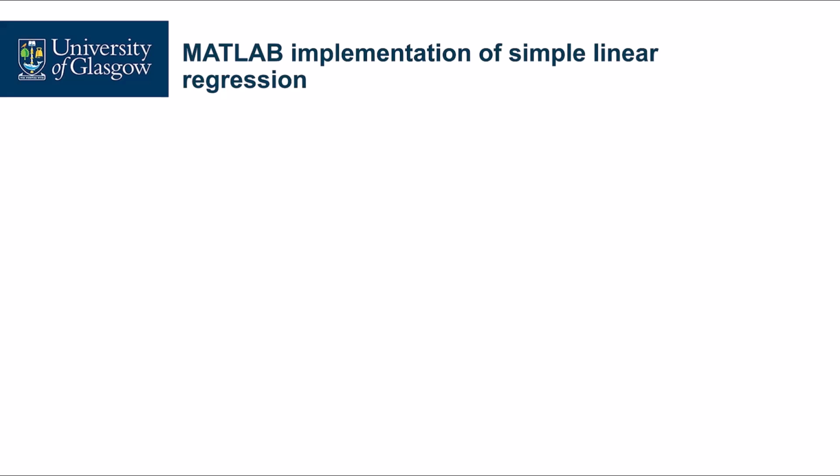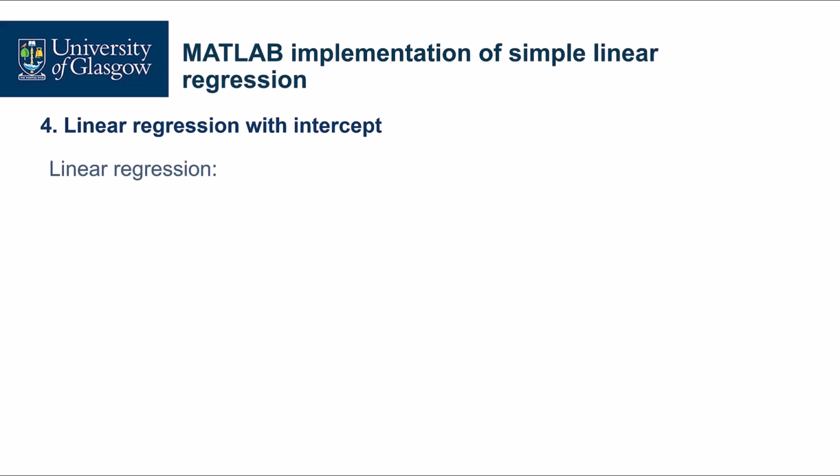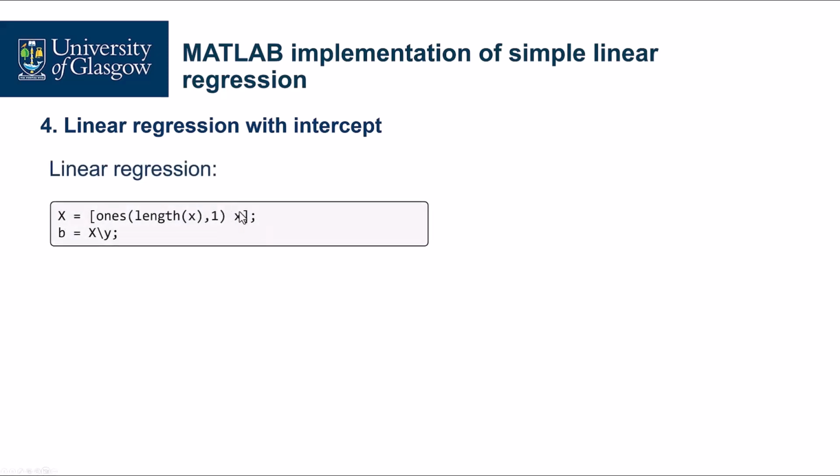But sometimes we do want the intercept. So how to do it? First, we need to make X into the correct form. This is X, and in front of it, we put a column of ones, so ones of length X. We put the length here. And B equals X backslash Y. So B is a vector, and this vector includes two things: first the coefficient, and then the intercept.